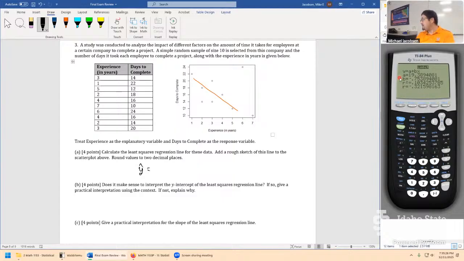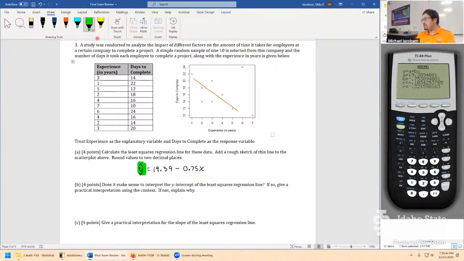For a, it's going to be 19.39 rounding. Then the slope is negative, so go minus 0.75 x. And we've got it.